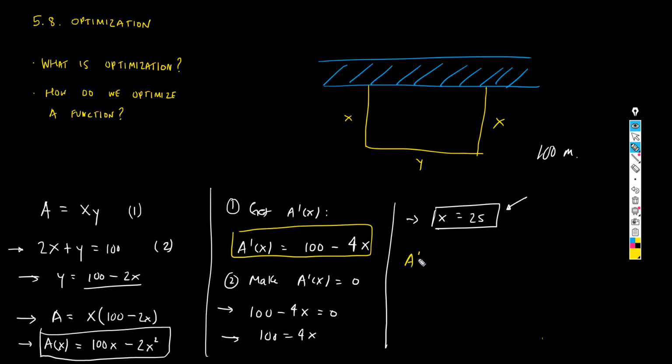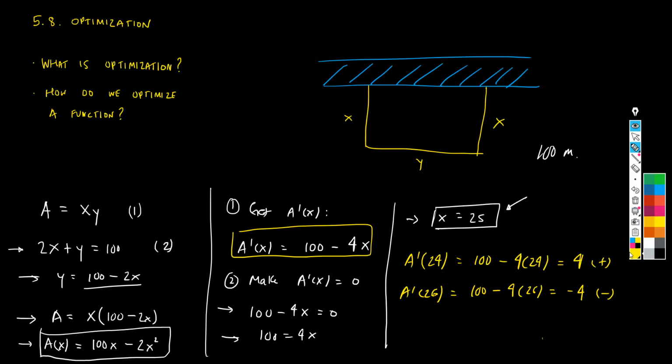A prime evaluated at 24, you get 100 minus 4 times 24, and I already did this, and you will get 4, which is positive. And a little to the right of 25, let's suppose it's 26, you're going to get the following, and you're going to get minus 4, which is negative. So the slope goes from positive to negative at this point.